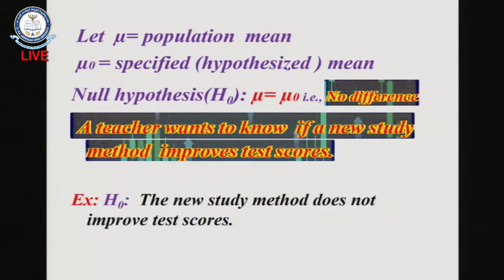For example, a teacher wants to know if a new study method improves test scores. I would like to test whether my students' test scores are improved or not, so I will conduct one test. My assumption is a simple assumption, and I will define my H naught, the null hypothesis: the new study method does not improve the test scores. That is my first perception, my null hypothesis.